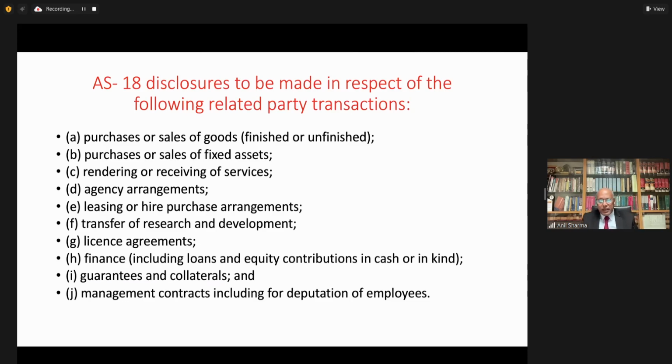Now here you can see, when we talk about finances, including loans and equity, guarantees and collateral, that section 188 does not cover loans and advances or the provision of guarantees and collateral. Those emerge through different sections, 185 and 186. So 188 is one thing, but AS 18 requires disclosure with regard to finances, whether it's a loan or even equity contribution. So all investments as well as guaranteeing loans, providing guarantees, providing collaterals, all those are also transactions which require disclosure as per AS 18.